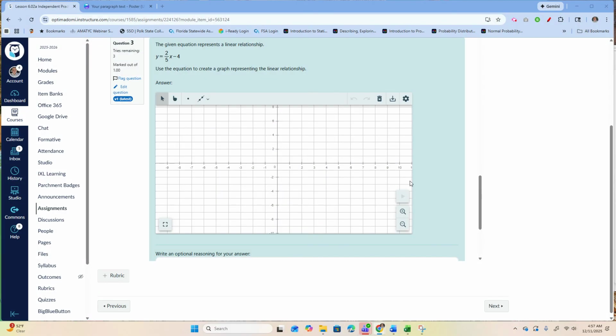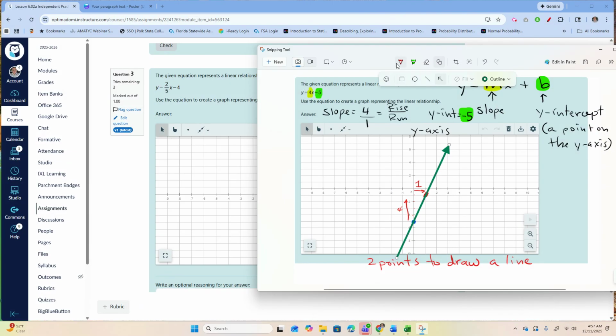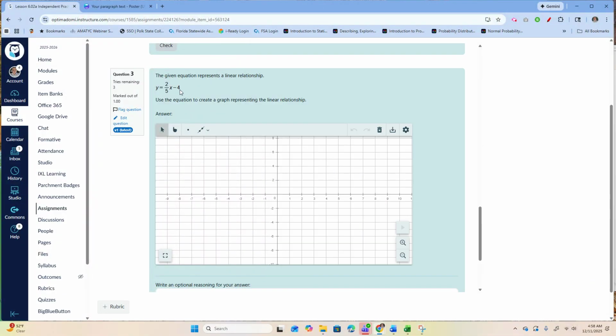Since I have done the first 2, I have given you a lot of details. Now I'm going to go a little bit faster. So what I'm going to do is look at the equation again. It looks like y equals mx plus b. So look at the equation. Looks like this. My m, my slope, is 2 over 5. My b, the y-intercept, is -4.